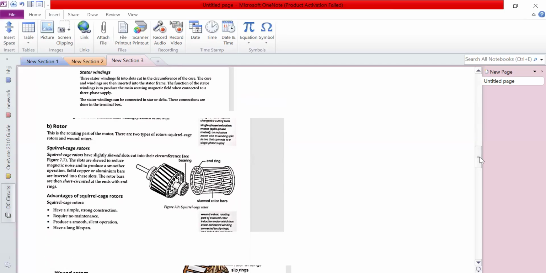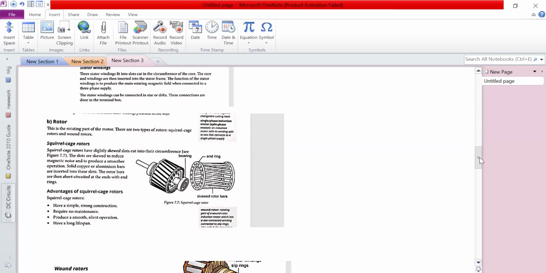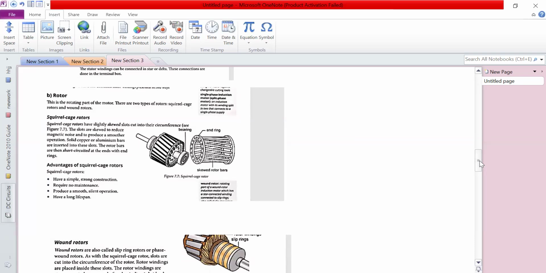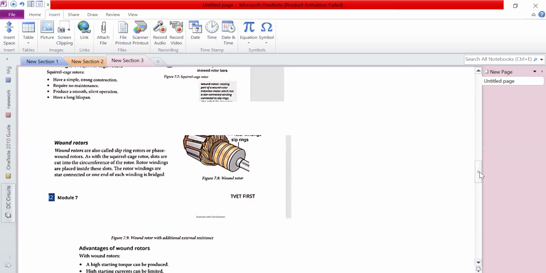Then the rotor. The rotor is the rotating part of the motor. The rotor can either be a squirrel cage or a wound rotor. A squirrel cage rotor has slightly skewed slots cut into its circumference. Advantages of squirrel cage rotors: they have a simple, strong construction, require no maintenance, produce a smooth, silent operation, and have a long lifespan.